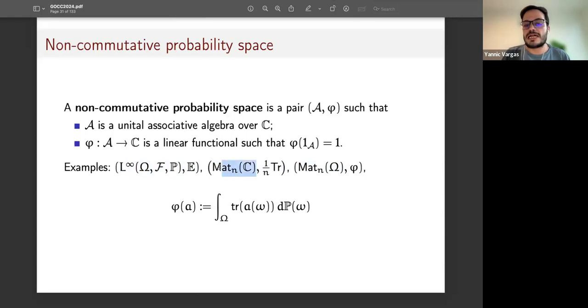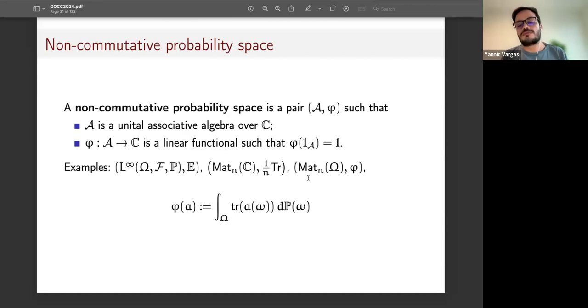So this is an algebra with the product of matrices. One is the identity matrix, and when you calculate this normalized trace on the identity, it gives you 1 over n times n, which is the trace of the identity matrix, which is 1. Okay, so this is another very non-trivial example of a non-commutative probability space.